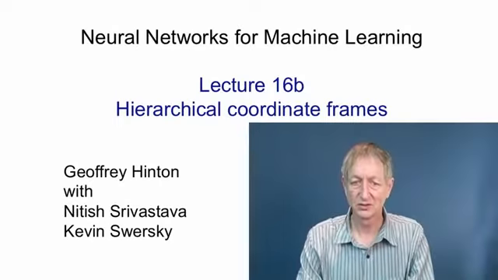In this video, I'm going to describe how we might be able to combine recognition of objects by using the relationships between their parts and recognition of objects using a deep neural network.